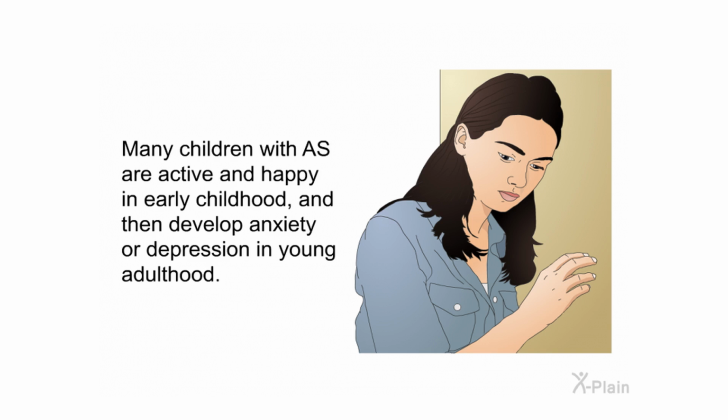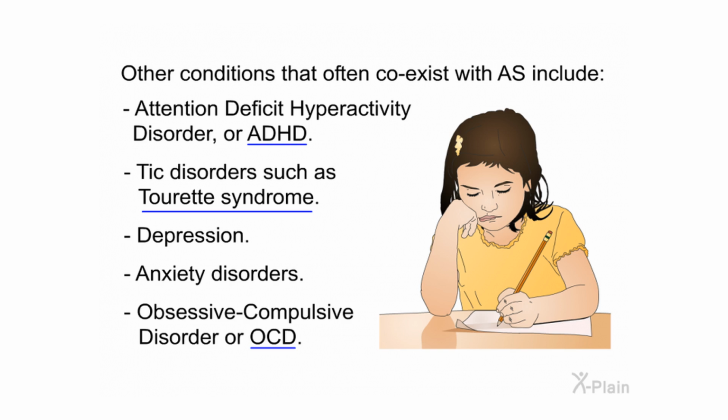Many children with AS are active and happy in early childhood and then develop anxiety or depression in young adulthood. Other conditions that often coexist with AS include attention deficit hyperactivity disorder, or ADHD, tic disorders such as Tourette's syndrome, depression, anxiety disorders, and obsessive-compulsive disorder, or OCD.